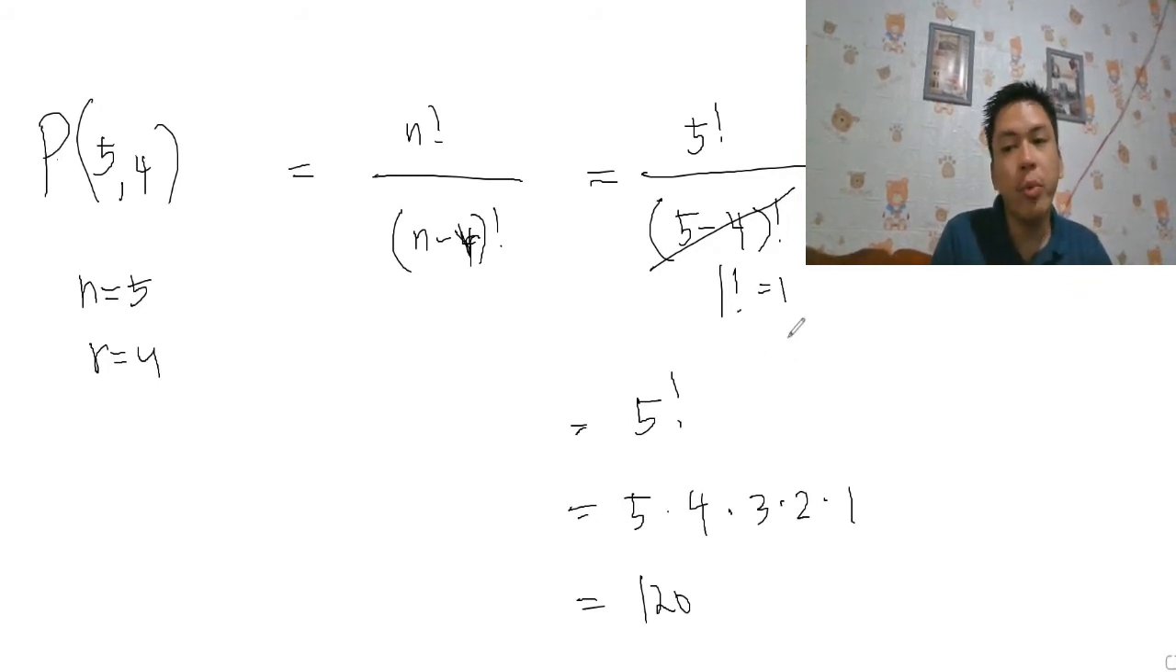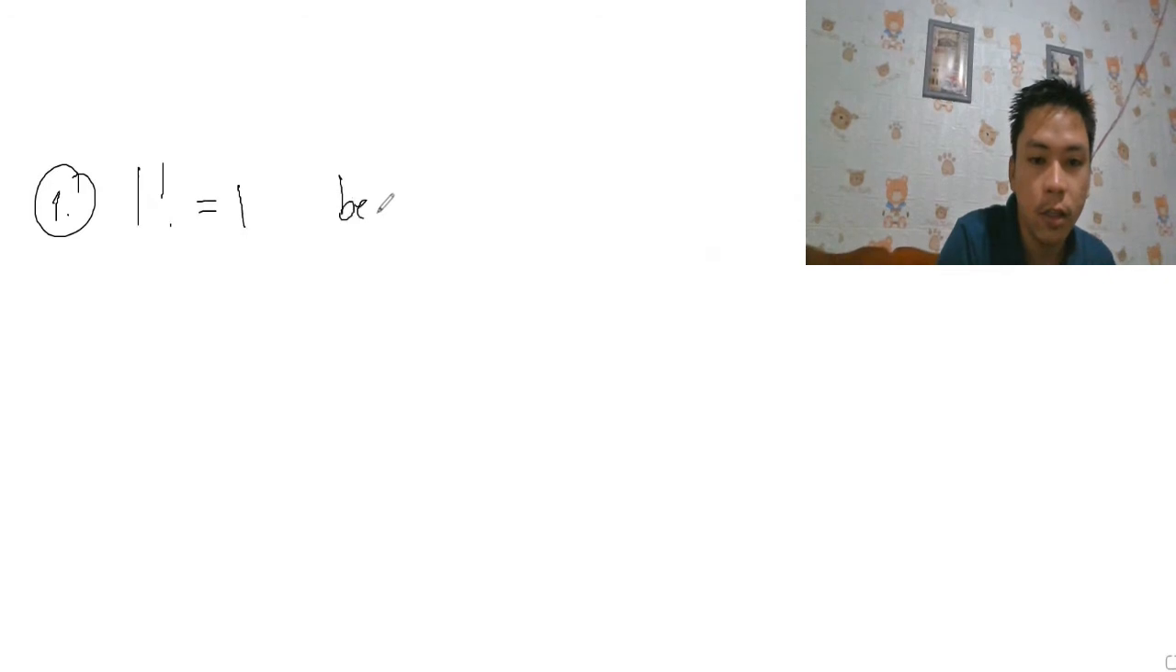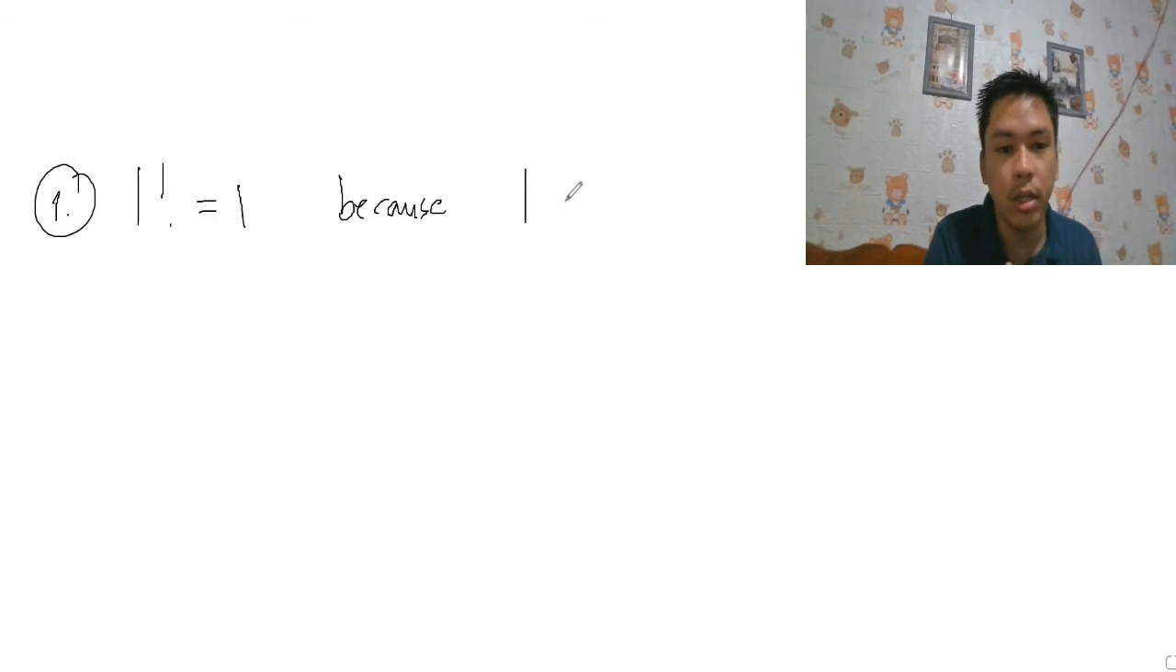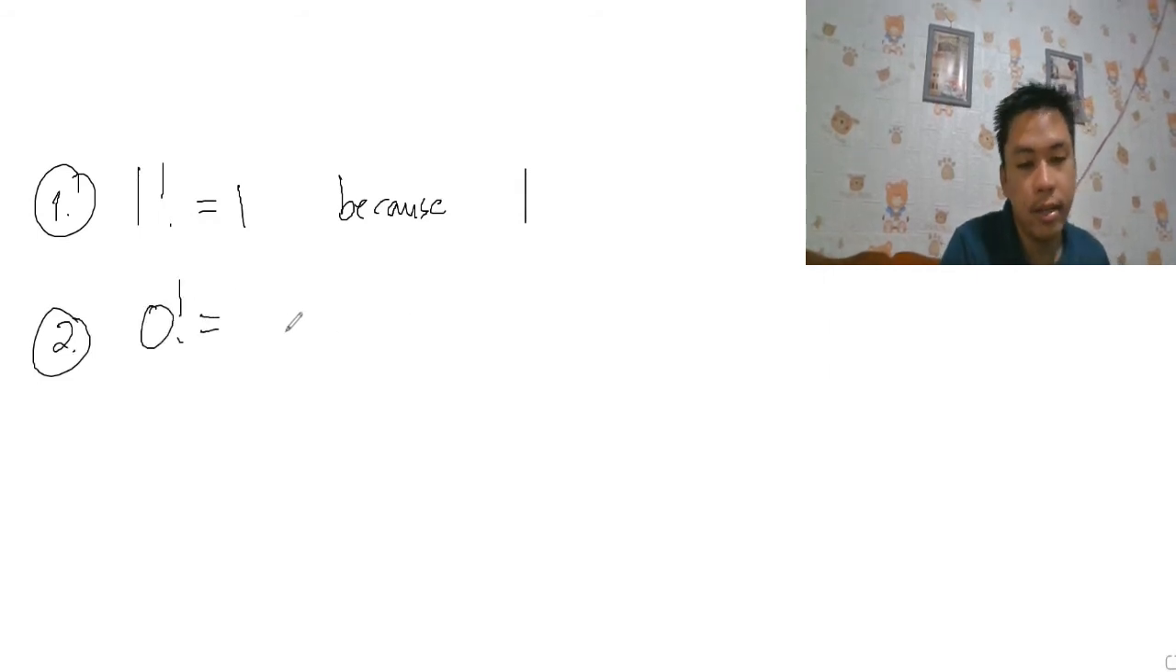Okay, before we proceed further, I just have to give a remark that we have to remember. Number one remark: 1 factorial is equal to 1, because 1 factorial is just 1 times 1, and so on. And number 2, 0 factorial is always 1. That's the rule. Okay, so we also have identities that we have to remember.